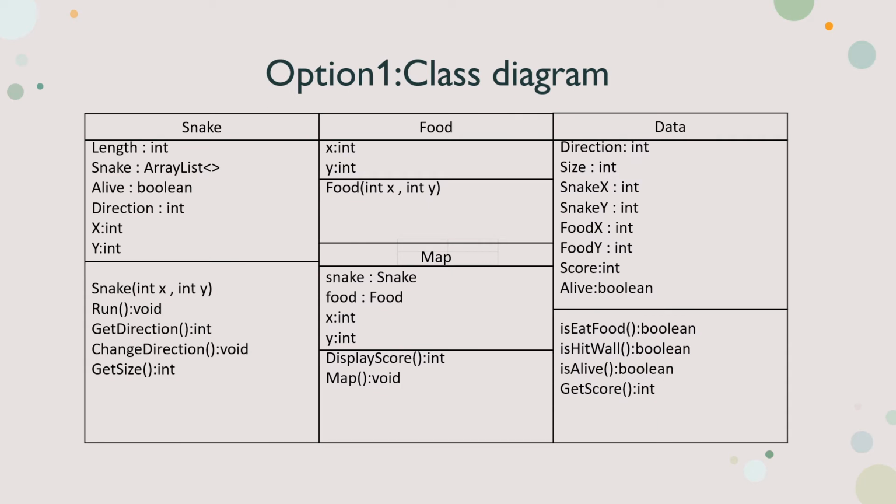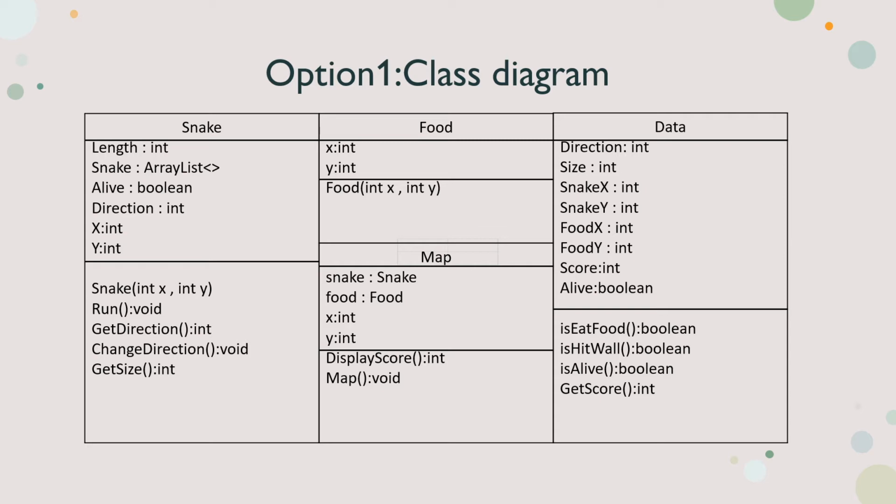Here is the class diagram for the blackboard style. There are four classes for this game, which are snake, food, map, and data. In snake class, there are 6 variables, which are length, snake, live, direction, x and y. They represent the length of snake, snake body, whether the snake is alive, direction of snake movement, and coordinate of the snake head. For direction, I use an int variable, which means that 1 represents up, 2 represents down, 3 represents left, and 4 represents right.